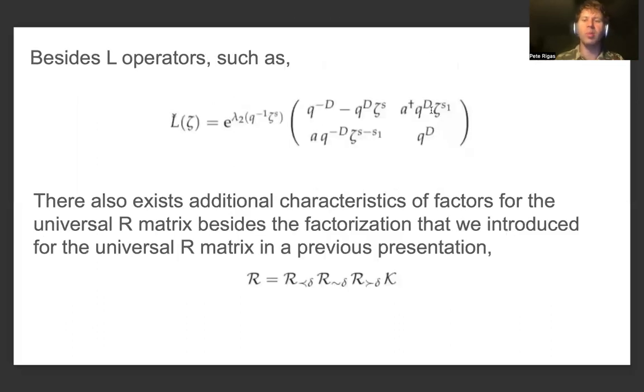So besides L operators, such as the two-dimensional L operator that has entries with the types of algebraic interpretations that we've been mentioning, there also exist additional characteristics of factors for the universal R matrix, besides the factorization that we introduced for the universal R matrix in the previous presentation.